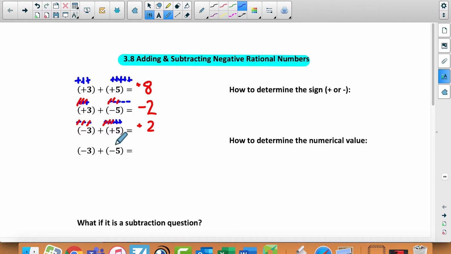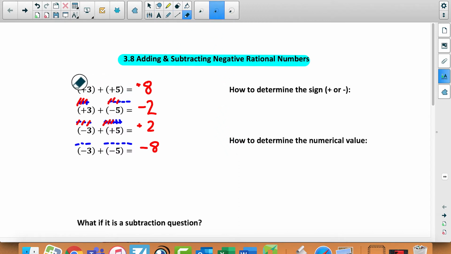And the last one, we have 3 negatives, we have 5 more negatives. So what do you have more of, positives or negatives? You have more negatives because they're all negatives. How many more do you have? Well, you got these 3 and these 5. That's 8 total. There's no canceling out going on. Negative 8. Okay, so now we have our answers.